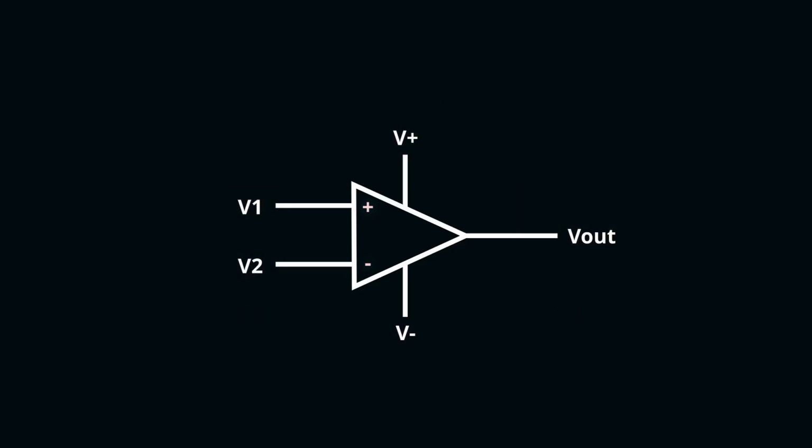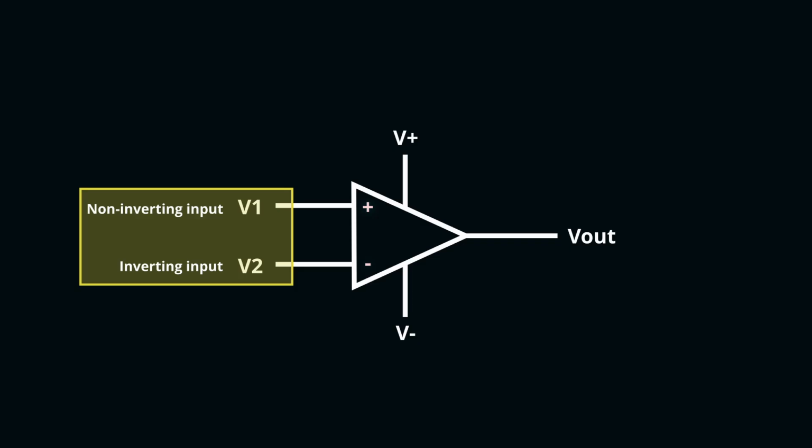Of the two input terminals, one is marked positive. This is also called the non-inverting input. The other terminal, marked with a negative sign, is called the inverting input. As there are two inputs, this amplifier is known as a differential amplifier. We will see why shortly.